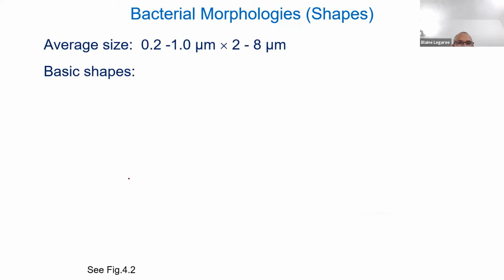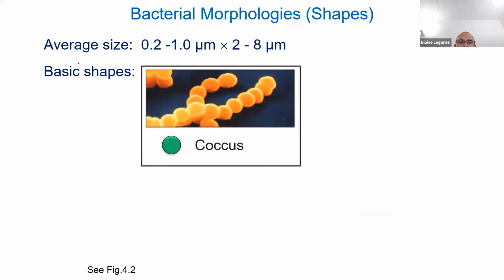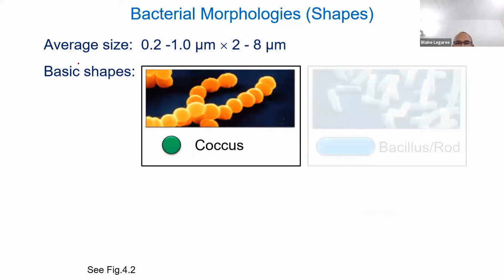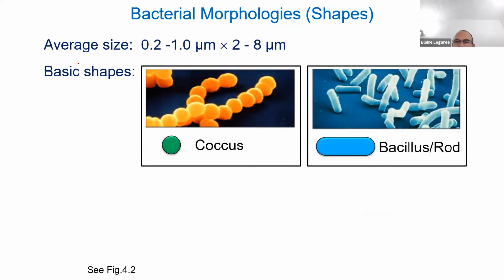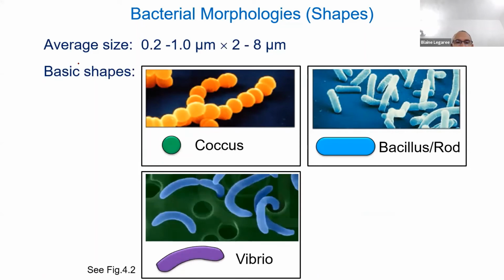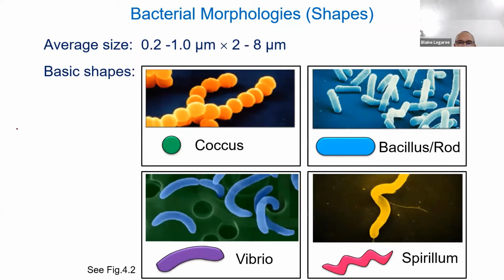Okay, so some other words for you to learn are morphology. Morphology means shape. So here's some shapes to learn. We've already learned this shape here, coccus. Remember staphylococcus. Coccus means spherical or round shape. Here's another one to learn, bacillus. Bacillus means the rod shape. And vibrio means a bent rod. And then lastly, spirillum. Spirillum means a spiral shape.